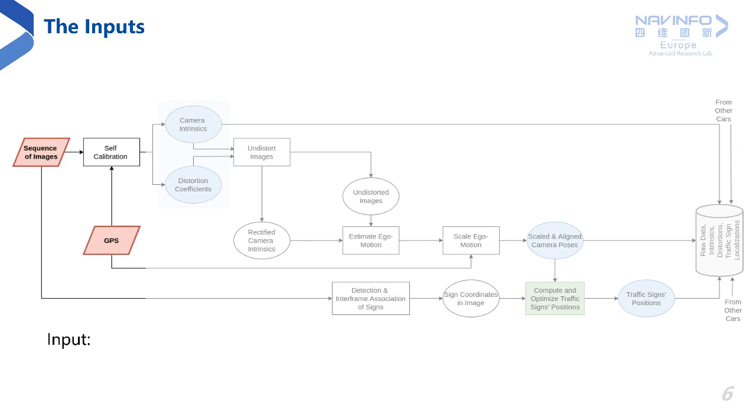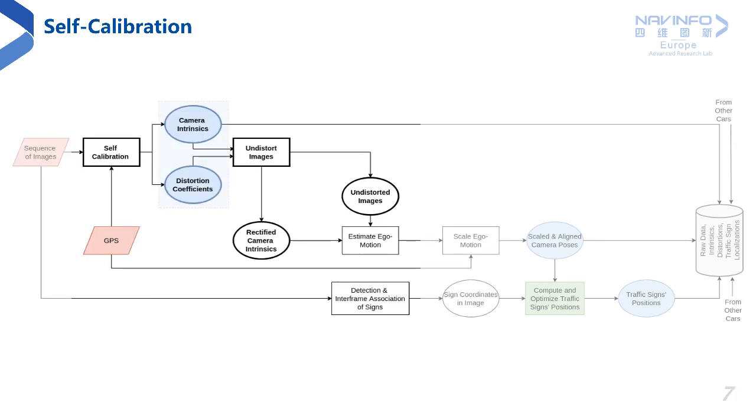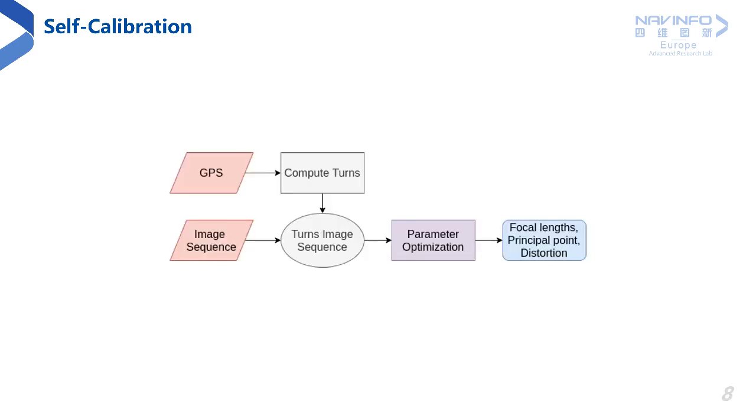The input to the system is a set of n images and a corresponding set of GPS coordinates. Given the images and the GPS coordinates, we then perform camera self-calibration to extract the camera intrinsics, namely focal lengths, principal point, and the distortion coefficients. These parameters are used to undistort the images and compute the new camera parameters corresponding to the rectified images. Here is an overview of the self-calibration procedure.